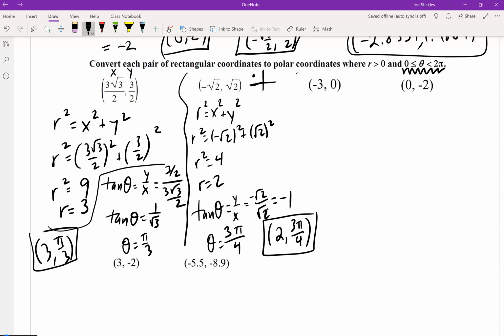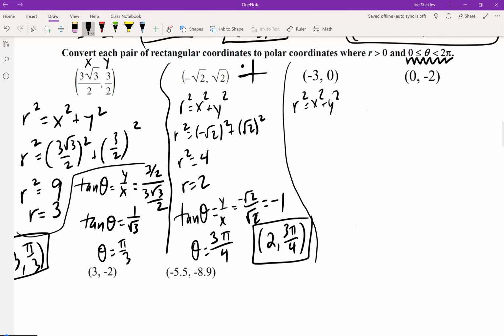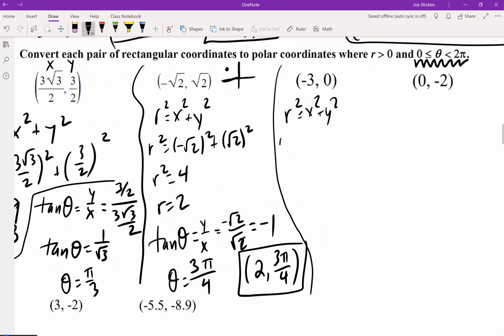All right, let's do the next one. r squared is x squared plus y squared. r squared is negative 3 squared plus 0 squared. So r squared is 9, r is 3. Again, the positive r, even though we started with a negative 3 in there, the r is 3.